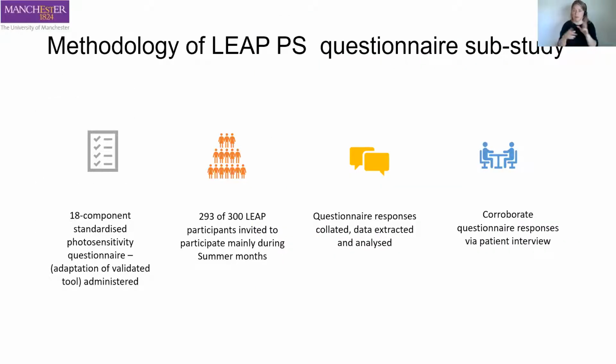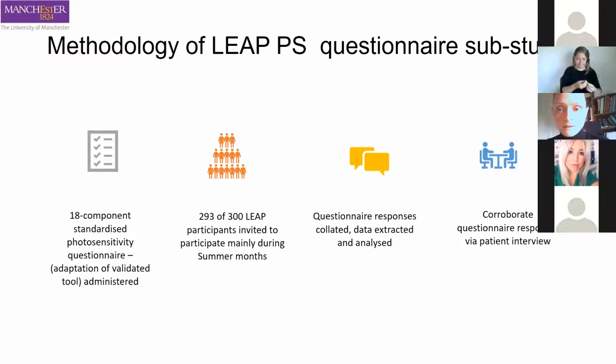It was an 18-component questionnaire, which is basically an adaptation of a previously validated tool, and we recruited 293 of 300 LEAP participants. Questionnaire responses were collated and data was extracted and analysed. The next stage following this will be to corroborate patients' questionnaire responses via patient interview.